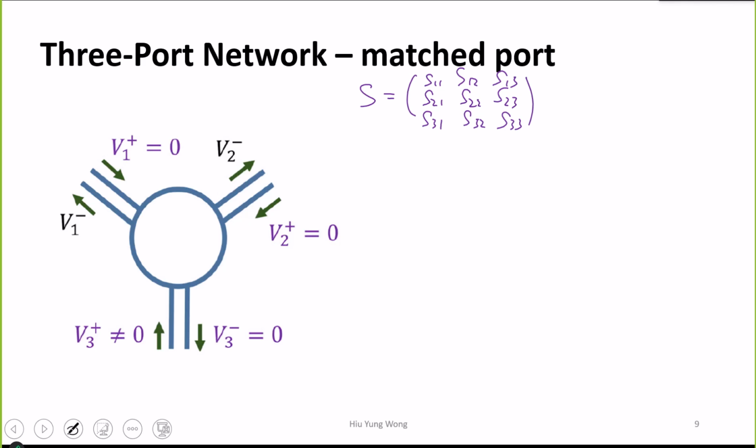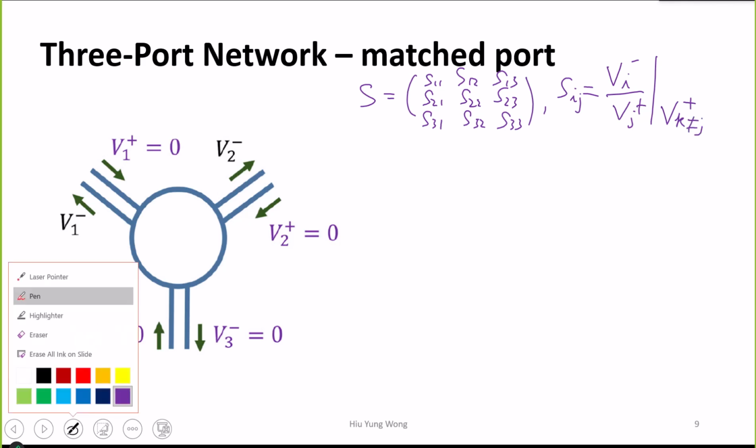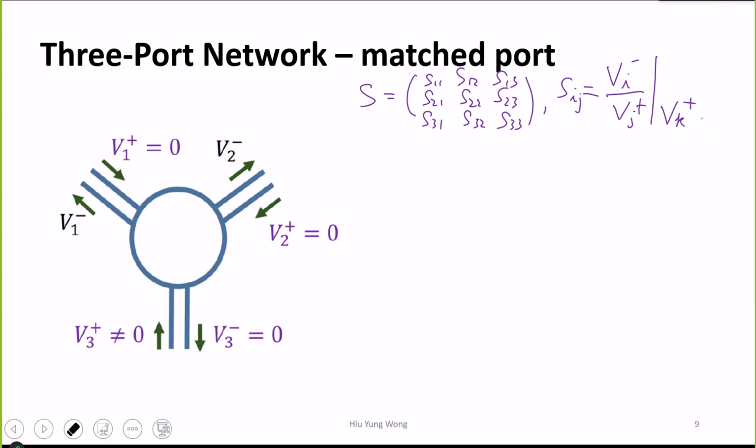And what is the meaning of this S, right? When we say Sij, the element in the ith row and jth column, it is actually equal to Vi minus divided by Vj plus, when Vk plus equals 0 for k not equal to j. Maybe I better write it in another way: where Vk plus equals 0 when k is not equal to j.